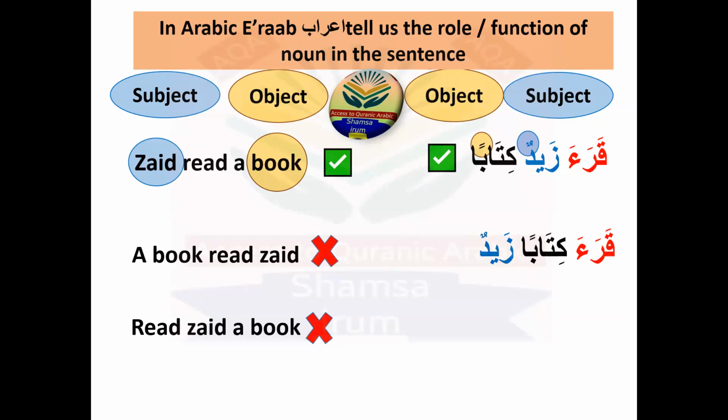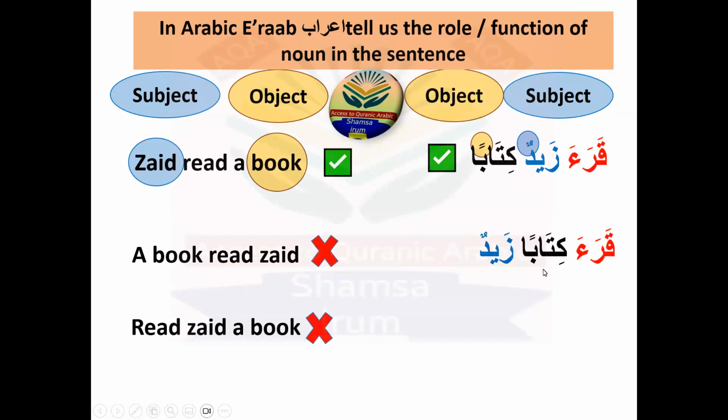Okay, so I change the position. Look, Zaid is in the first sentence, Zaid is in the middle, and in the second sentence, Zaid is at the end now. Okay, and the kitaban in the first sentence, kitaban was the last word of the sentence, and here in the second sentence, kitaban is in the middle now, and qara'a is a verb, is a fi'l, so it is in the beginning.